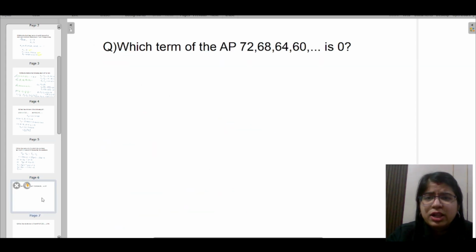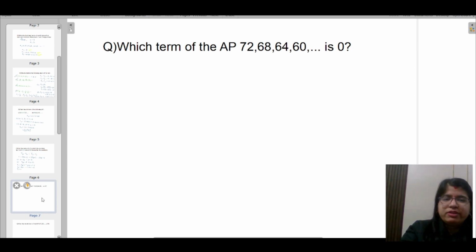Now let's move to the fourth question, which is: which term of this AP is 0? We have been given the series and we have to find which term is going to be 0. Okay students. So here, T1 is how much?